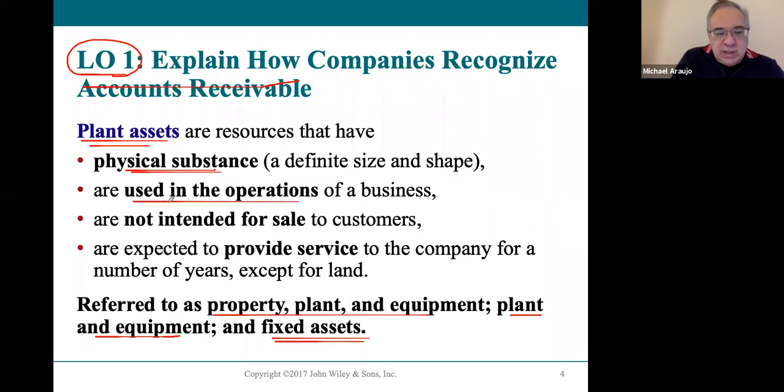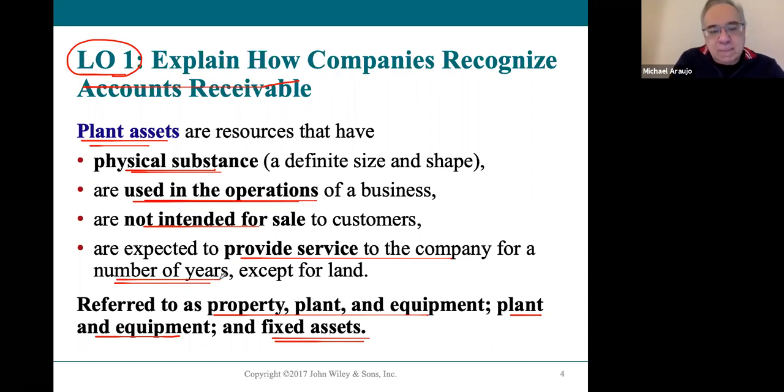So that's the physical substance. They are used in the operation of the business. So they're not for sale to customers. They are used for business. You walk into a pizza parlor and the pizza comes out of the oven. You don't say, hey, I don't want to just buy the pizza. I want to buy the oven. The oven's not for sale. The oven is used in the operation of the business. So they're not intended for sale to customers. And they are expected to be used by the company for a number of years. Thus, they are long-term assets, right?